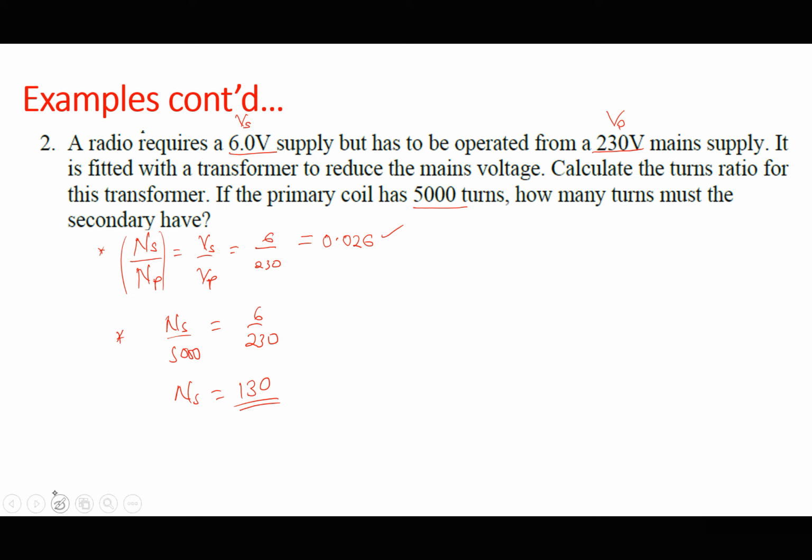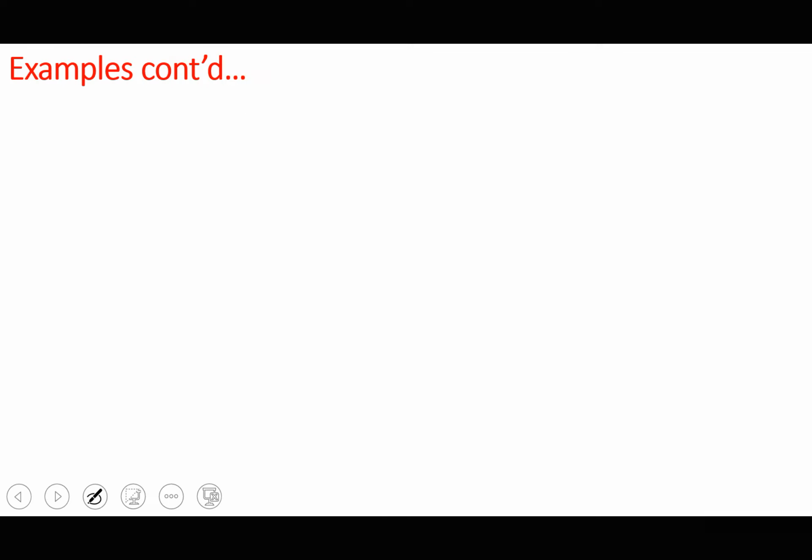Because let me see, 5,000 divided by 40. It's approximately 125, which is approximately 130. Okay.